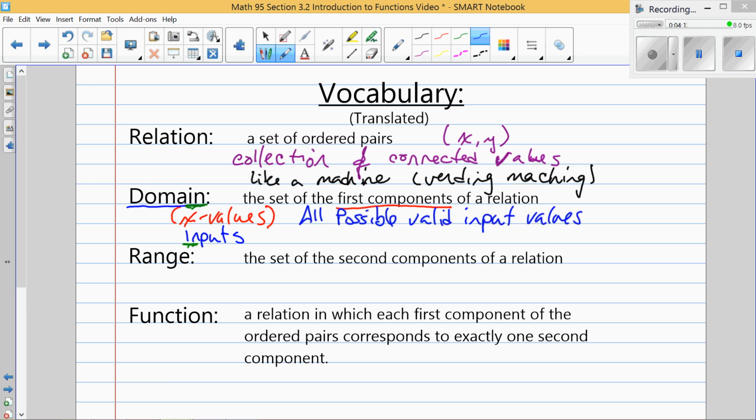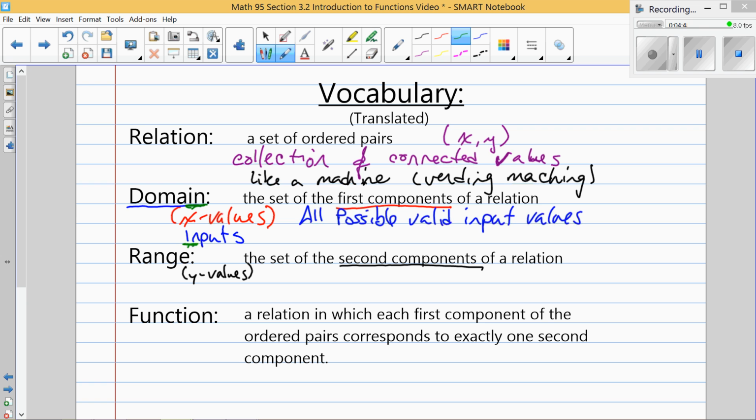Now, your book also says that the range is the set of the second components of a relation. And the second components in our relation correspond to the y values. Now, again, y values is too general of a definition. So if you think about it, I plug x values into my relation. So I get out y values.